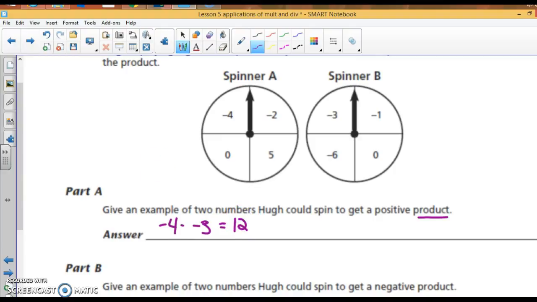Give an example of 2 numbers that Hugh could spin to get a negative product. Well, a negative product means I have to have 1 positive and 1 negative. So I could list all kinds of examples. I'll do negative 4. Oh, nope, I can't do that. Because if I do negative 4, I don't have a positive over here. Can't do that one. So I'll start here with positive 5 times any of the negatives over here. Negative 3, give me negative 15. They need to be different to get a negative product.